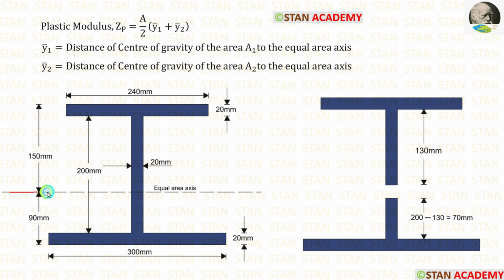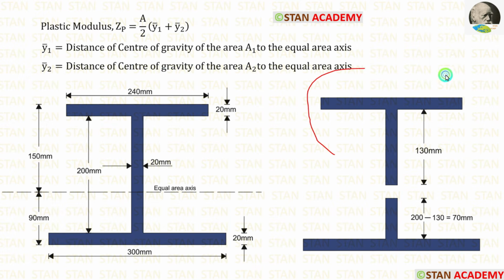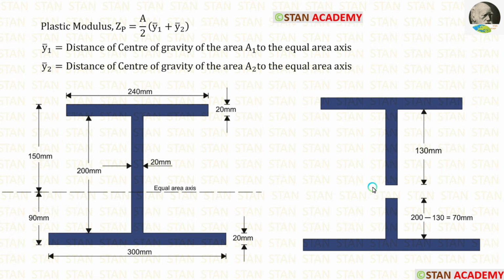Now we have found the location of the equal area axis. The equal area axis lies at a distance of 150 mm from the top and at a distance of 90 mm from the bottom. Now let us find y1 bar and y2 bar. We have already split the whole area into two equal half areas. Let this area be area 1 and let this area be area 2. We have to be very careful. Y1 bar and Y2 bar should be calculated from the equal area axis.